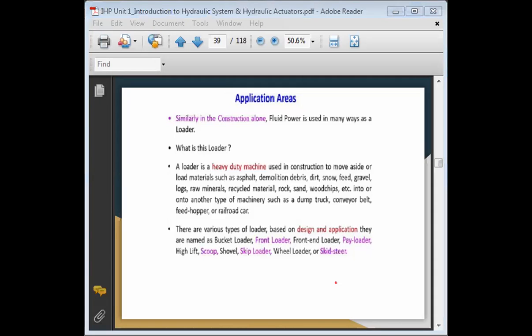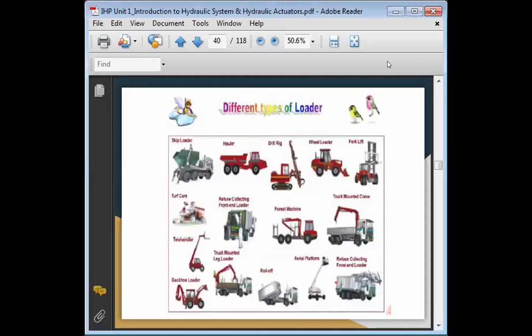Okay, now I will show you some of the pictorial views of the loaders. Now here I have just given the names, but I will show the pictorial views also. See, these are the different types of loader which are used in the construction field, and in that loader we are using the fluid power. That means these are the direct applications of our fluid power. Getting it? So understand how they will work. By looking at this slide, you will see the different loaders.